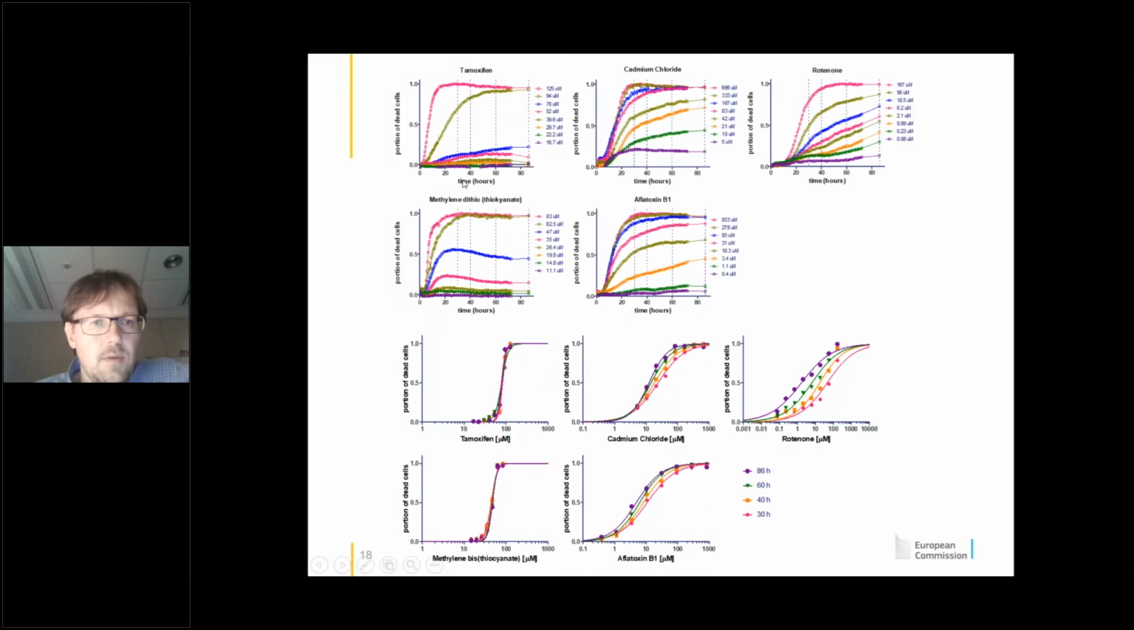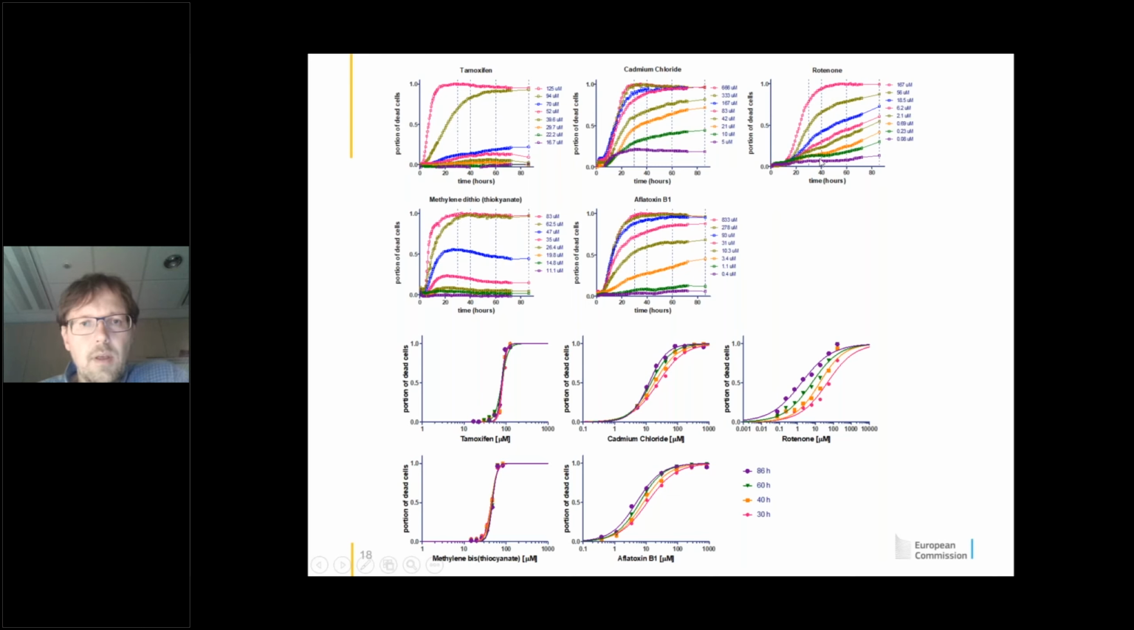Over time, the signal is going from 0 to 1. 0 means everything is alive, 1 means everything is dead. And you see the time responses for different concentrations of your tested chemicals. So you can see that the shape and behavior are different, not always equal. For the first time point, sometimes there is a shift between the 0 time point and the first observation of the death, and so on.